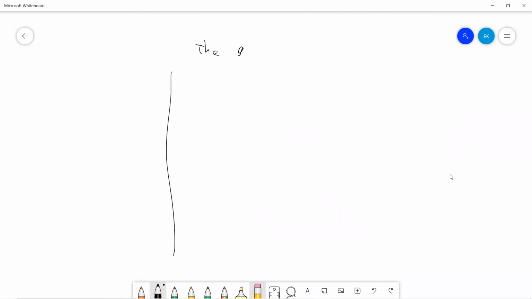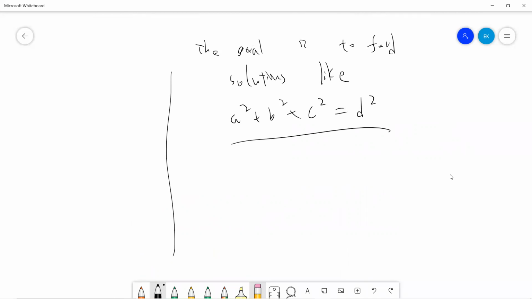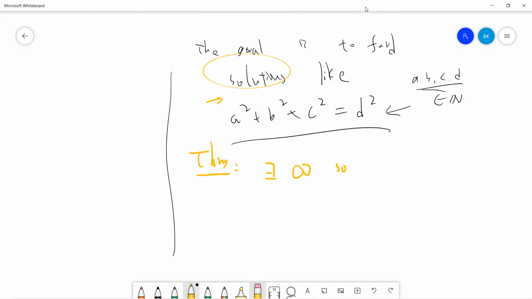So the goal is to find solutions like a squared plus b squared plus c squared equals d squared. You can play around as an exercise to find a solution by yourself, and we hope that a, b, c, d will all be integers, or positive integers. It is not very obvious that there are infinitely many solutions, and how many solutions there are is also a question. But still, I want to say that there are infinitely many solutions.